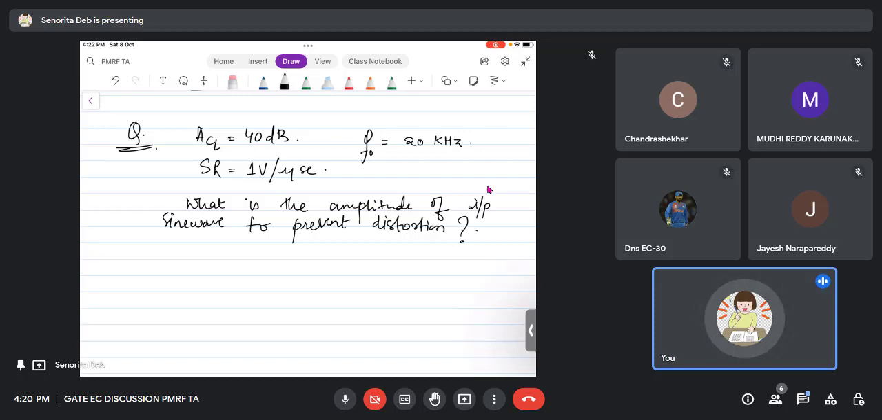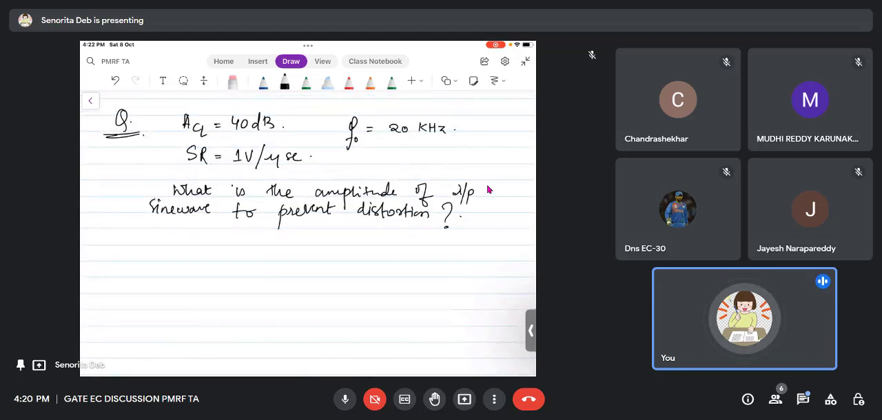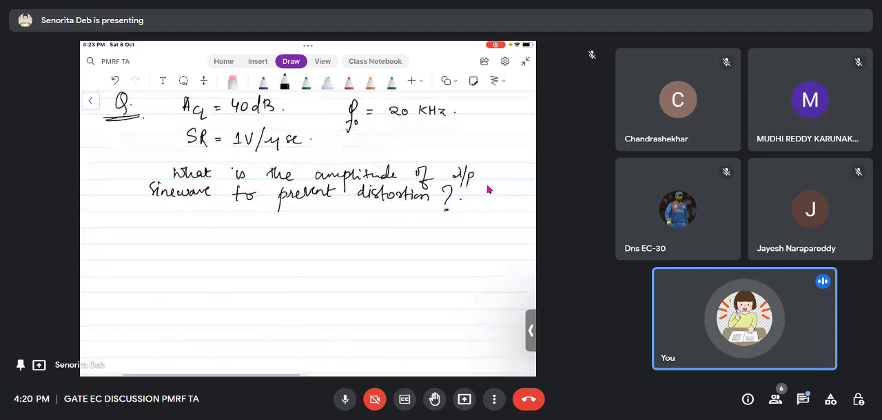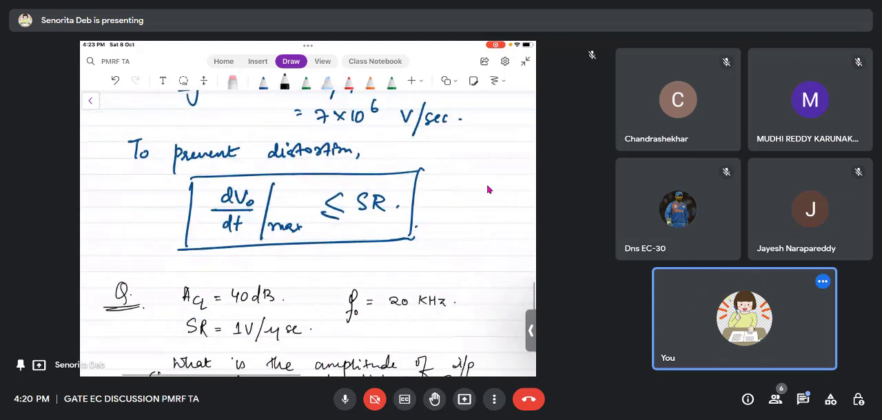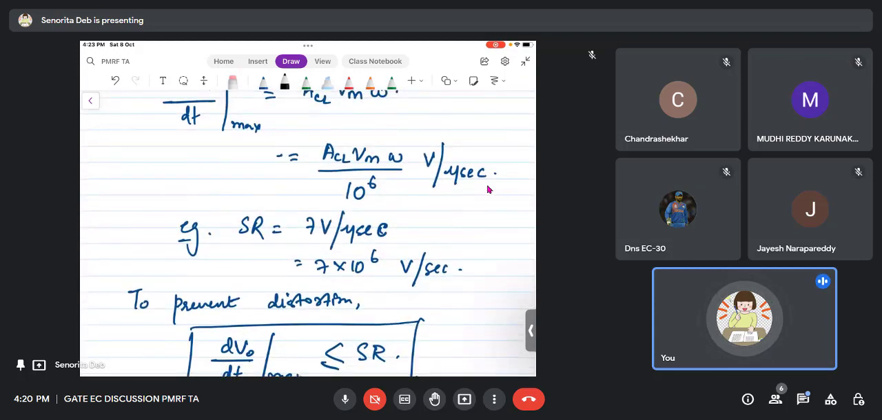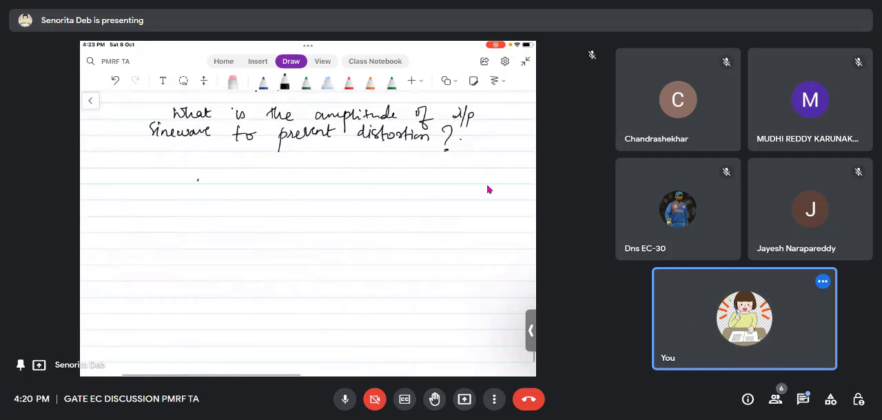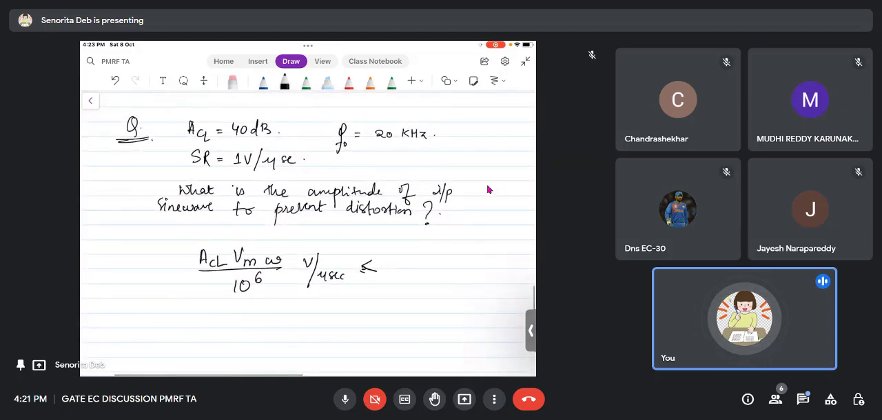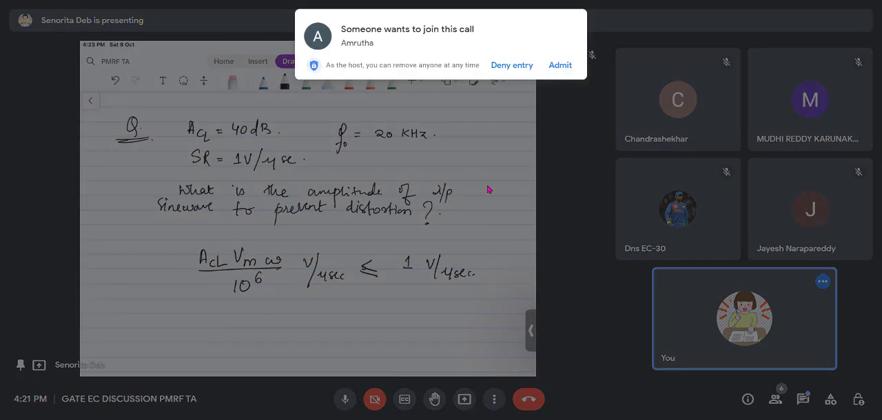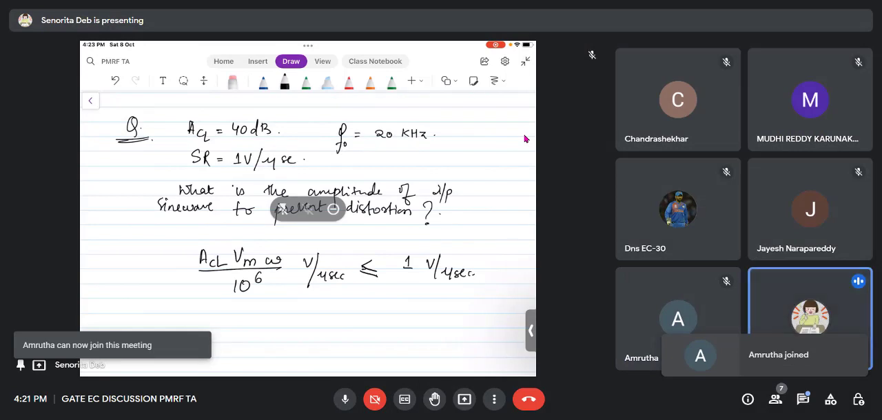Please write down this question: an op-amp has a closed loop gain of 40 dB, slew rate is 1 volt per microsecond, f naught is 20 kilohertz. What is the amplitude of the input sine wave to prevent distortion? Simple, as we just saw the formula. dV naught by dt is ACL Vm omega by 10 to the power 6, which has unit of volt per microsecond, and that should be less than or equal to 1 volt per microsecond.